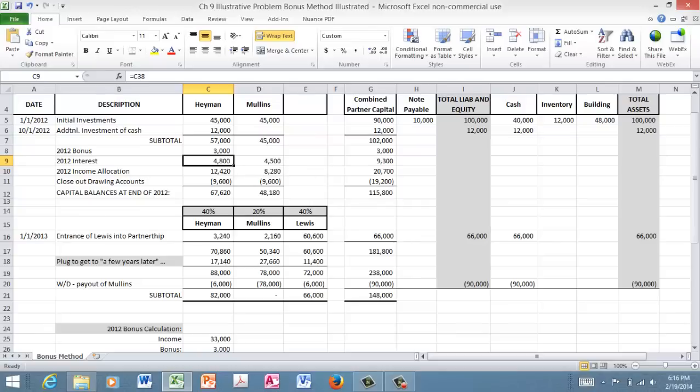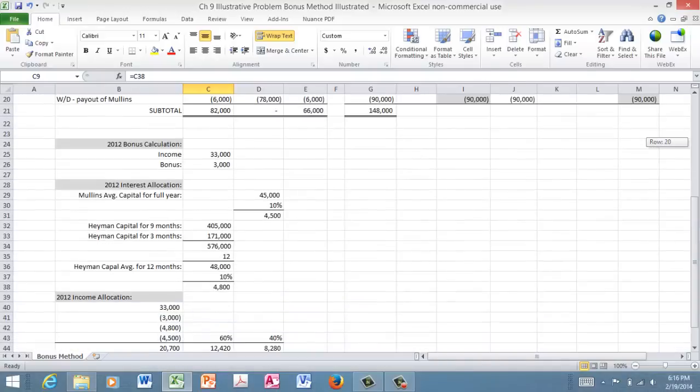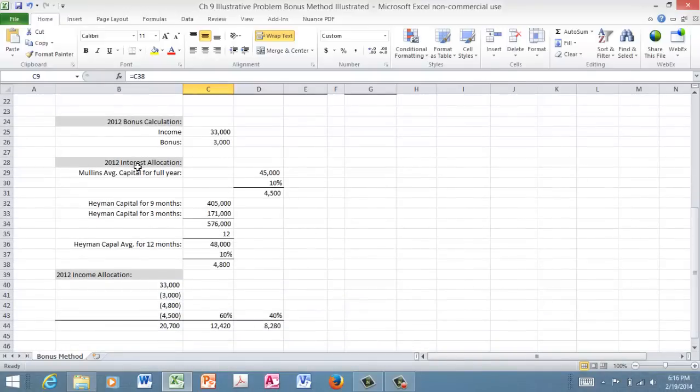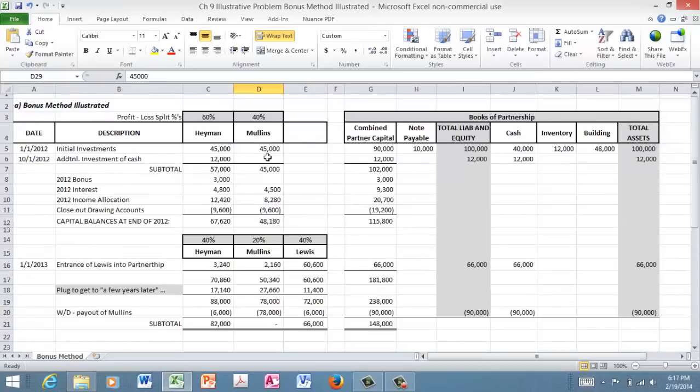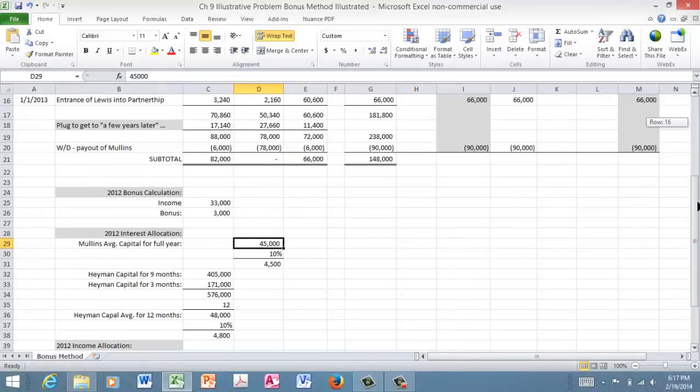So Mullins is pretty straightforward. If we go down a little bit further, I'm saying Mullins' average monthly capital for the full year was $45,000. The reason I say that is nothing happened. It's just the initial investment, and there was no additional capital contribution or capital withdrawal other than the drawings, and they said to ignore the drawings. So it stays at $45,000 per month. It's very straightforward. At 10% that is $4,500.